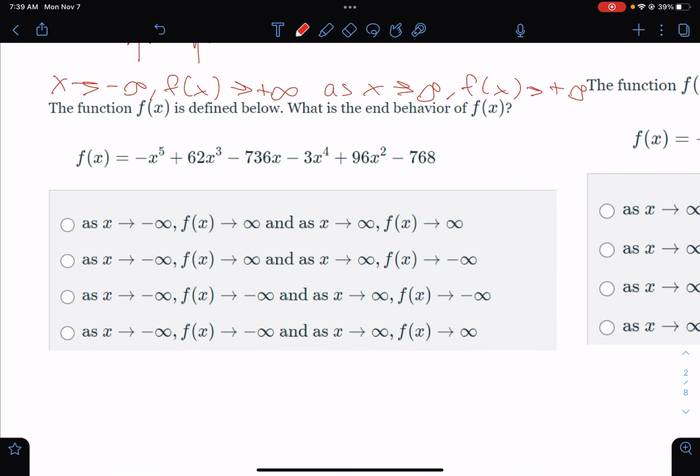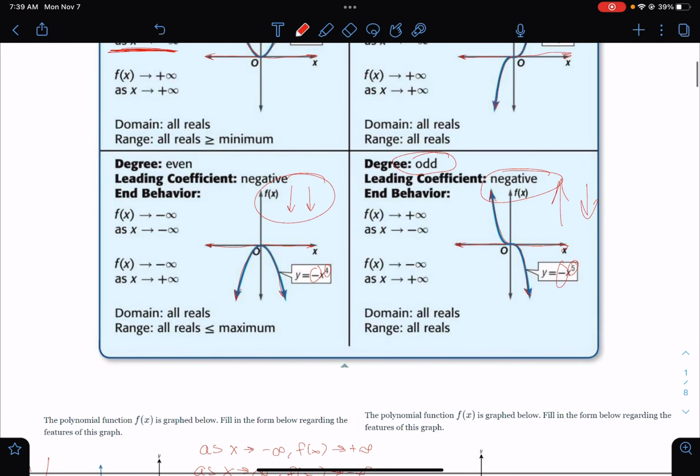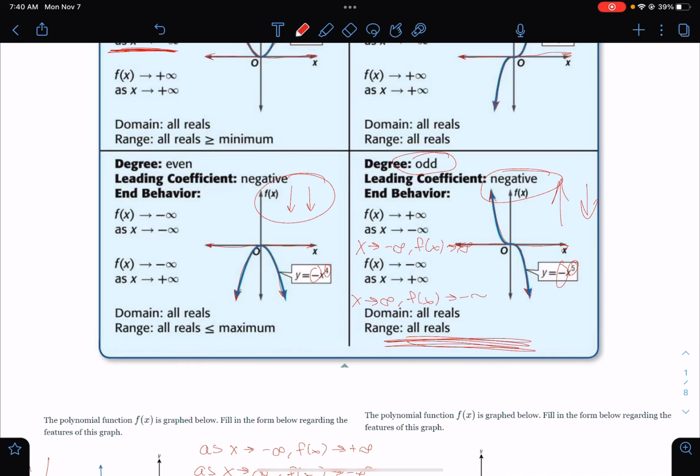So again, we have to look for the highest power. Our highest power is 5. So we've got an odd degree and then a negative leading coefficient. So odd degree, negative leading coefficient, we could look here. That's going to fall into this category right here. So as x goes to negative infinity, f of x is going to go to positive infinity. As x goes to infinity, f of x is going to go to negative infinity.